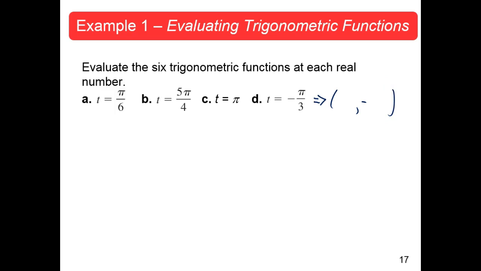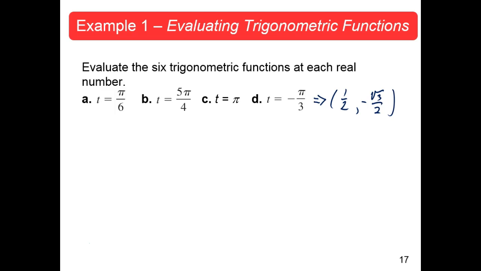Pi thirds. The x is positive. What value? Is that the order? Yes, let's try it that way. All right, the x value is 1/2, and the y value is root 3 over 2.